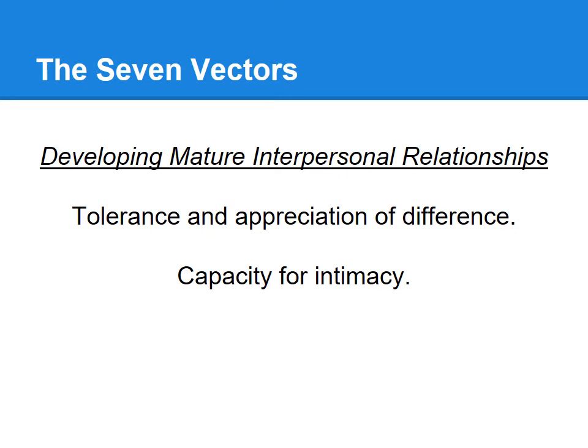Speaking of relationships, for Chickering and Reiser, developing mature interpersonal relationships involves the tolerance and appreciation of differences and the capacity for intimacy. Note, one requirement is that an individual have tolerance and appreciation of difference. Another requirement is that the individual has a capacity for intimacy. This is simple but also elegant, I think.